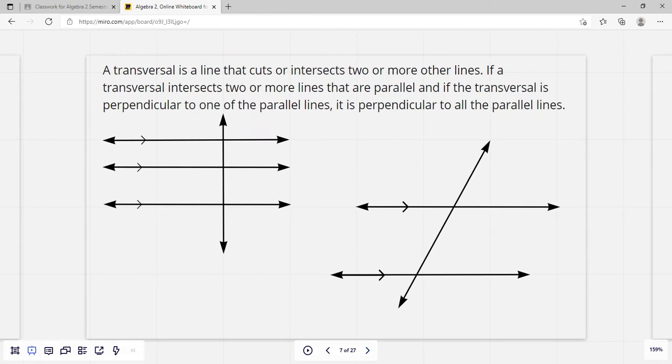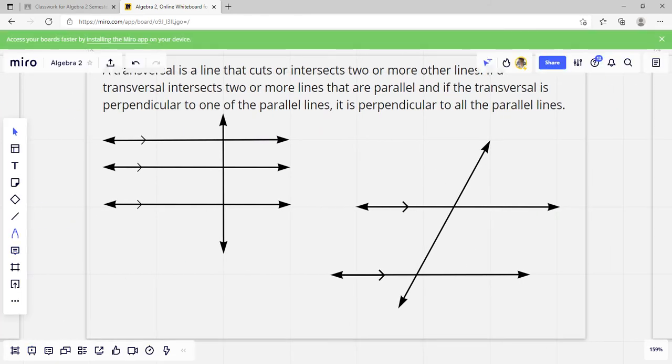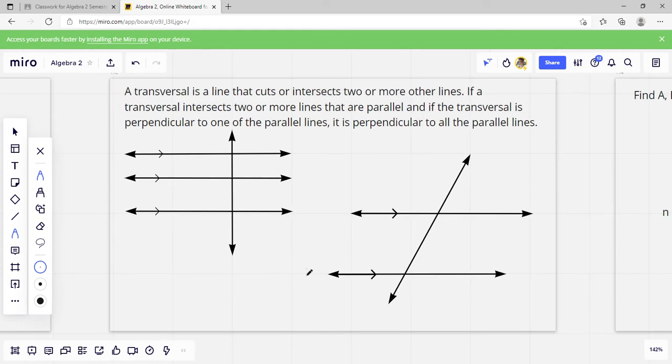Alright, next part is about transversals. And that's a big scary word, but it's actually really easy. A transversal is a line that cuts or intersects 2 or more lines. So that would be this one, right? Because it's cutting through. That line is cutting through 2 or more lines. Okay? If a transversal intersects 2 or more lines that are parallel, and if the transversal is perpendicular to one of the lines, it is perpendicular to all of the parallel lines.